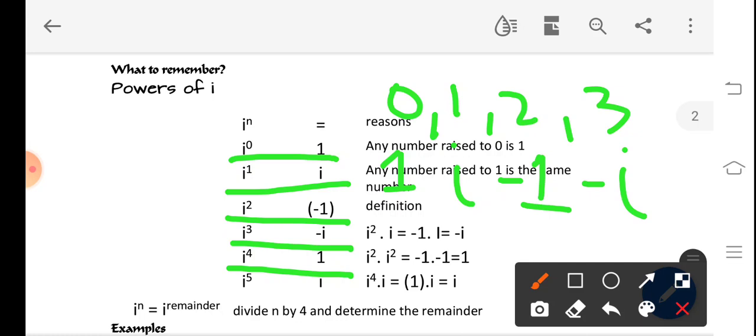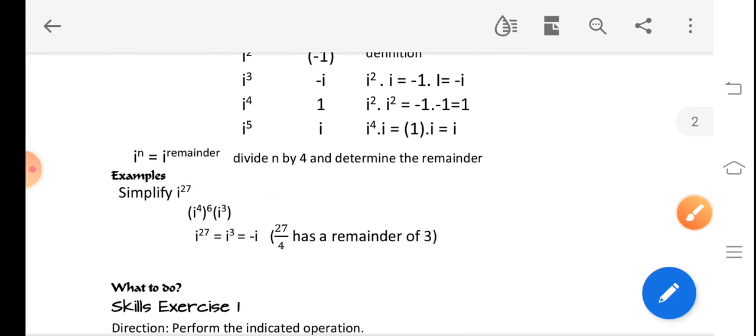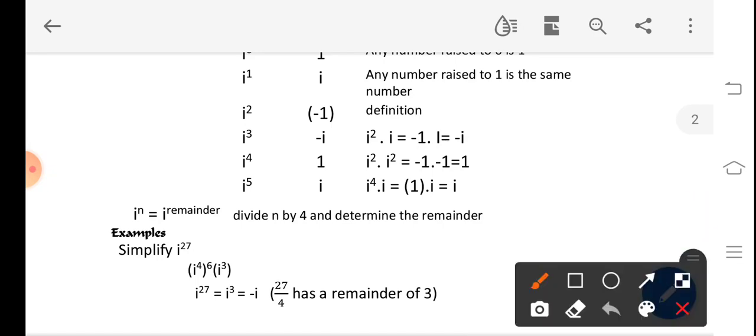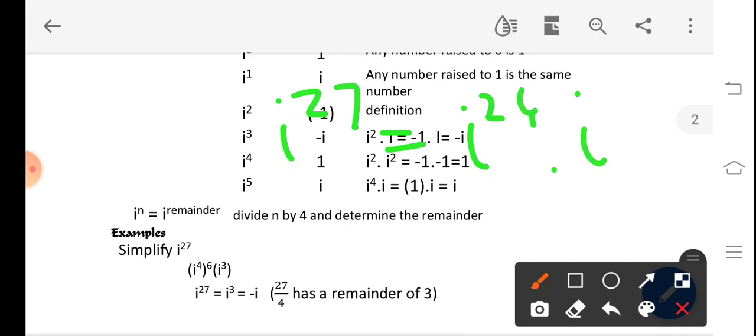Now let's say we have, as in our example, i raised to 27. If we're going to divide 27 by 4, that is 6. 6 times 4 is 24. Then the remainder is 3.